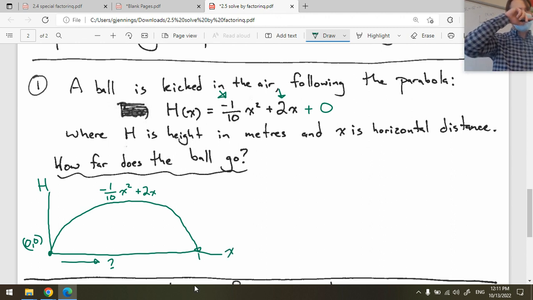Emily, can you explain how I knew that it was this shape? Yeah. So this number a tells me, because it's negative, it's a parabola opening downwards. And so that was what I used there. When I saw that c was 0, that's my y-intercept.